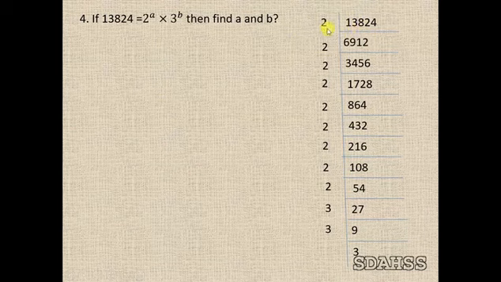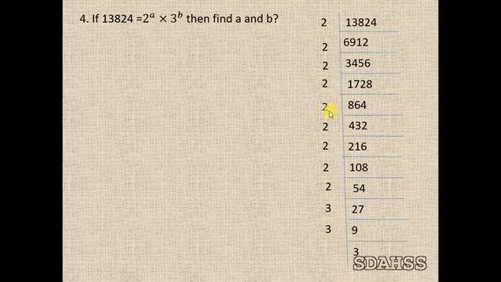13,824 can be divided by 2 table. So if you divide, you will get 6,912. Again it is divisible by 2 table. So if you divide by 2 table, you will get 3,456. Again it is divisible by 2 table. If you divide by 2 table, you will get 1,728. Again it is divisible by 2 table. Then if you divide by 2 table, you will get 864.